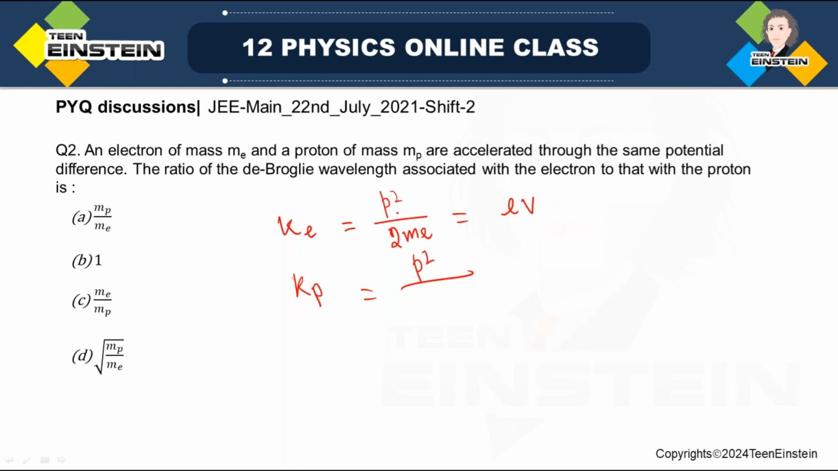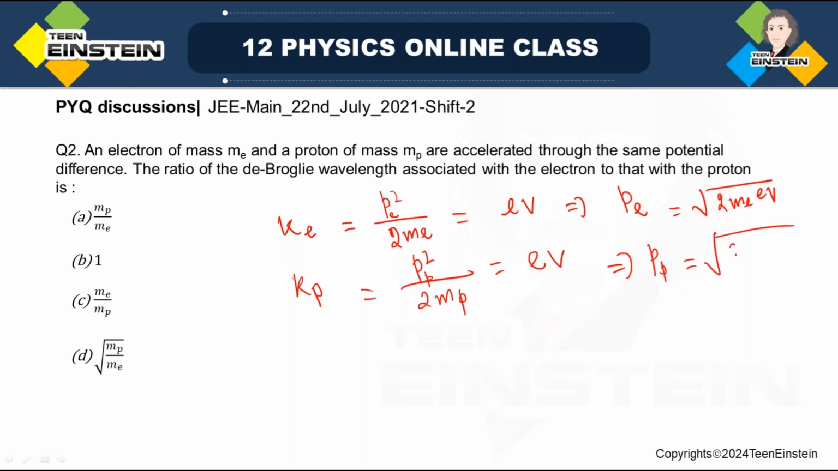Okay, this p is for electron, and this p is for proton, is equal to 2 mp eV. So this energy is the same. Now we have to find out what is p of electron. That will be square root of 2 me into eV, and p of proton will be square root of 2 mp eV. The potential is the same.